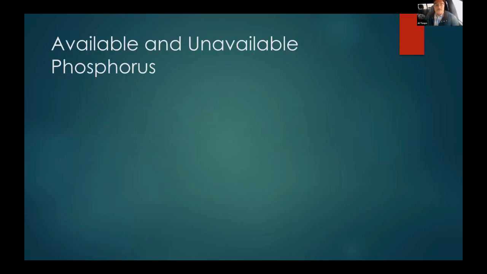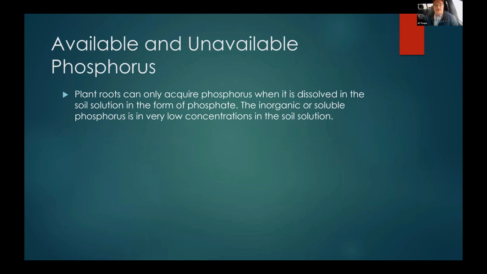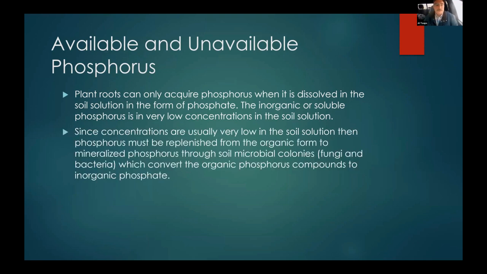So plant roots can only acquire phosphorus through a dissolved soil solution in the form of a phosphate. In inorganic or soluble phosphorus, it's very low concentrations in the soil, and I see that with the thousands of samples I look at over time. They're very low in the soil solution, and so it has to be replenished from the organic form, and it's only through mineralized phosphorus that the soil microbial colonies, fungi, bacteria, can convert organic phosphorus into compounds that are inorganic, which is what the plant needs.